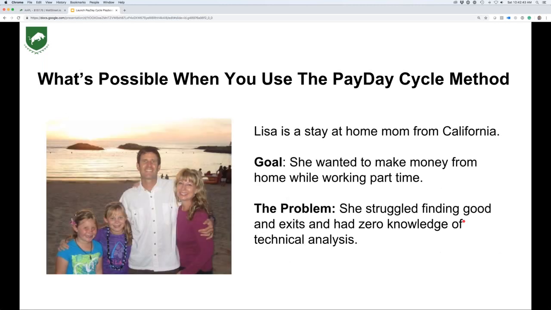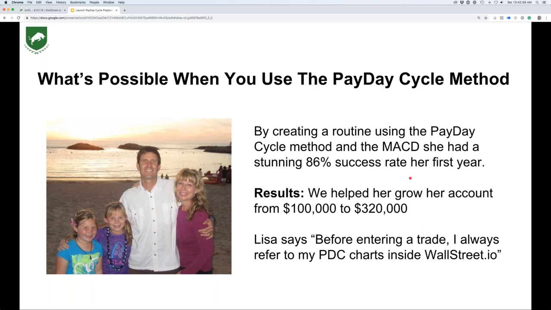This is Lisa. She's now a good friend of mine. Lisa is a stay-at-home mom from California. Her goal was to make more money from home, working part-time. She struggled, though, finding good entries and exits. She actually joined Wall Street with zero knowledge of technical analysis. By creating a routine with the payday cycle method, her first year, she had an 86% batting average. And the result that first year was we helped her turn her $100,000 account to 320 grand. And that was only using stock, by the way. Lisa says, before entering a trade, I always refer to my payday cycle charts inside of Wall Street AO.